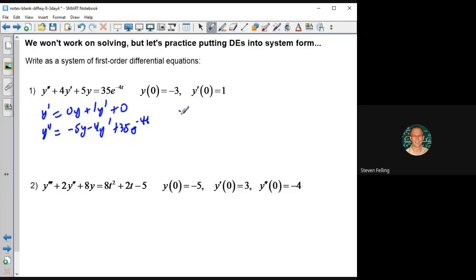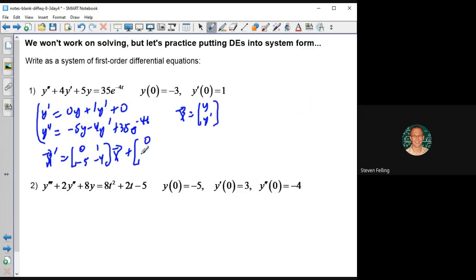So if I define my x to be y, y prime, then that means that this over here can be written as x prime equals the coefficient matrix. First column is 0, -5, second column is 1, -4, times x. And then I'll have a matrix here for the non-homogeneous part, 0, 35 e to the negative 4t. That's the F matrix.